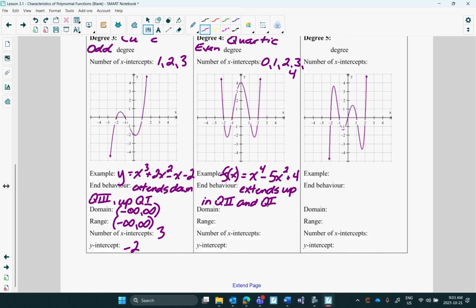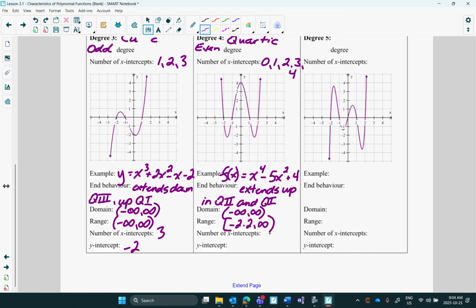Domain: negative infinity to positive infinity. Again, it seems that all of these, the domain is not going to change. However, the range does change when it's an even degree. What's this one? It is about, we'll say, negative 2.2 to infinity. It would be nice to have one that bottomed out at -2, but that's kind of hard to create.